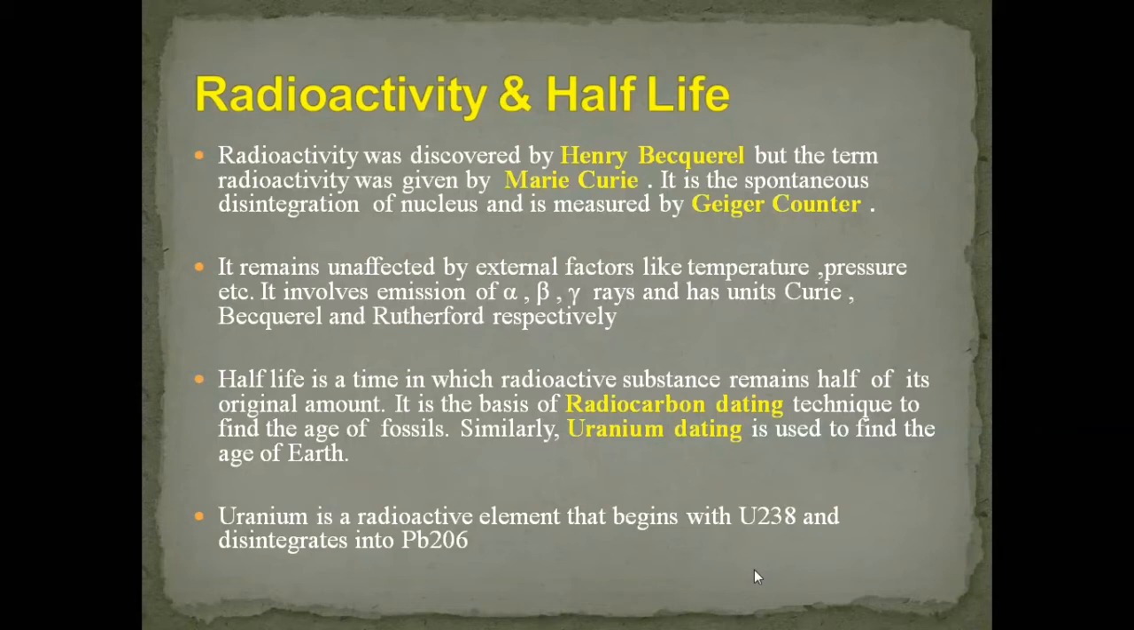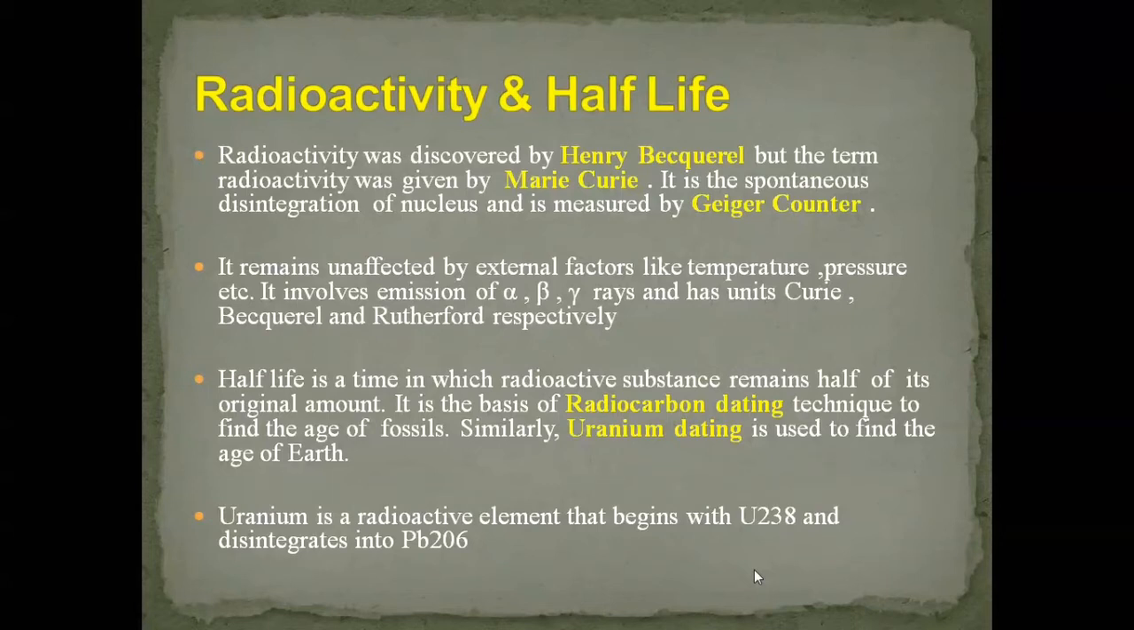Now, with the emission of alpha rays, the atomic number decreases by 2 and the mass number decreases by 4. With beta emission, the atomic number increases by 1 and there is no change in the mass number. And with the emission of gamma radiation, there is no change in atomic number or mass number.